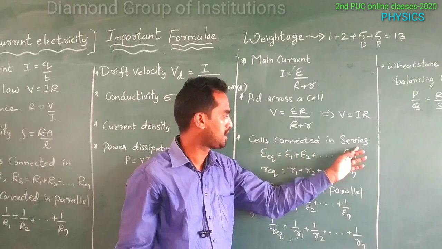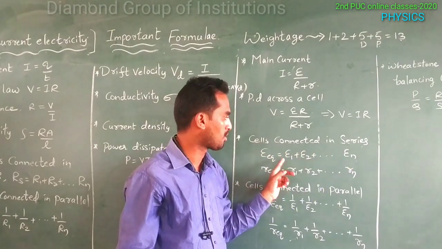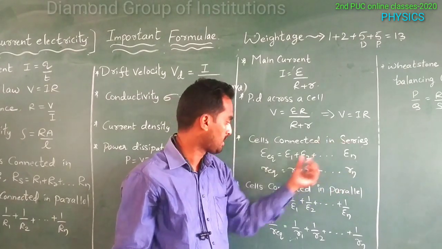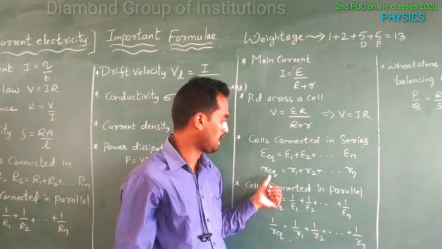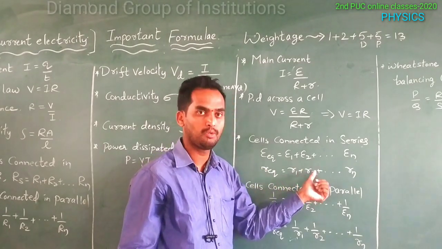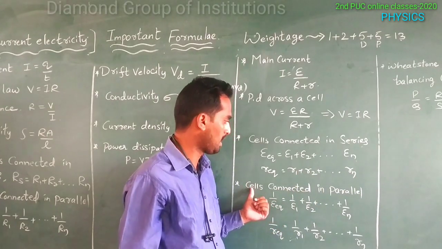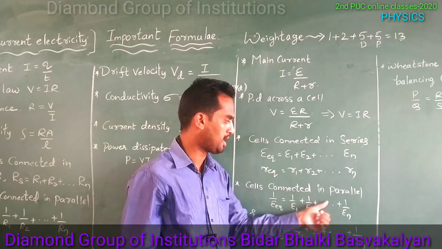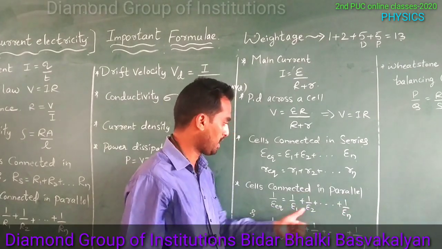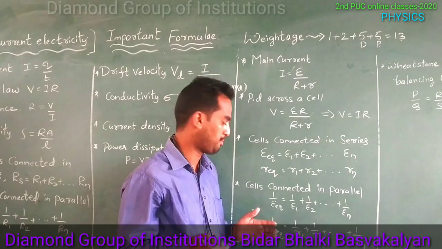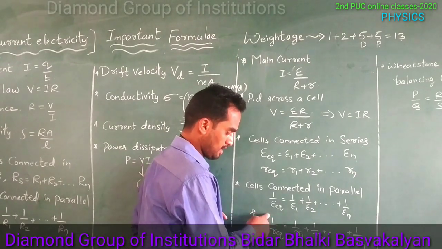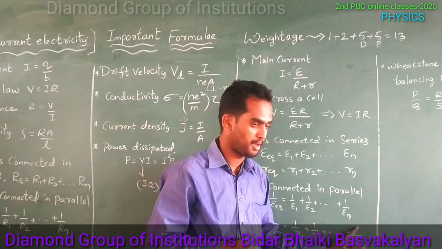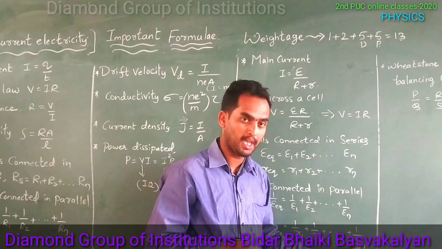Next, cells connected in series. Equivalent EMF equal to E1 plus E2 up to so on En when they are connected in series, as well as the equivalent internal resistance equal to r1 plus r2 up to so on rn. Next, cells connected in parallel. 1 by E equivalent equal to 1 by E1 plus 1 by E2 up to so on 1 by En. Similarly, for the internal resistance, 1 by r equivalent is equal to 1 by r1 plus 1 by r2 plus 1 by r3 up to so on 1 by rn.